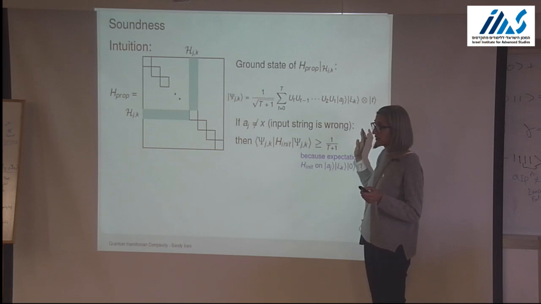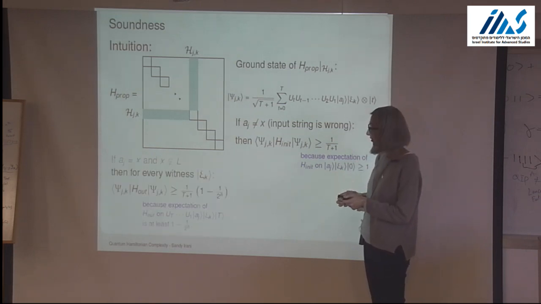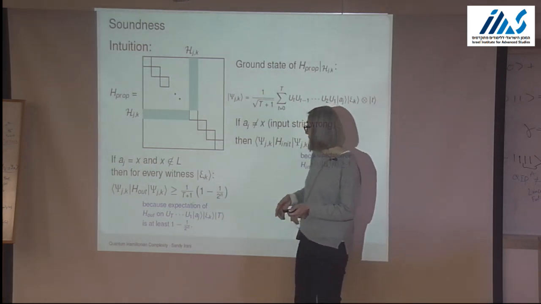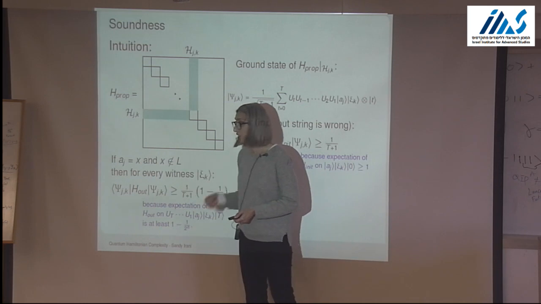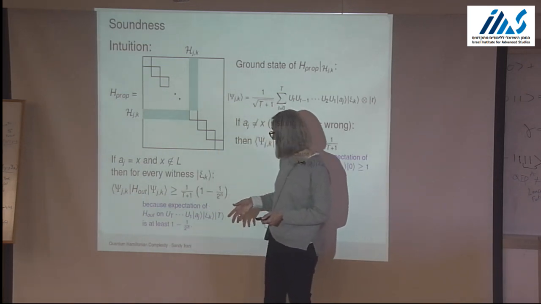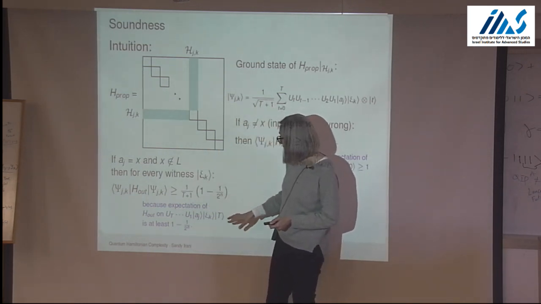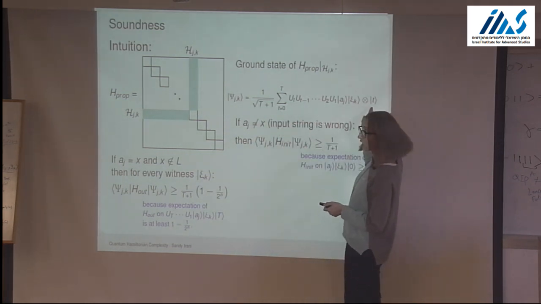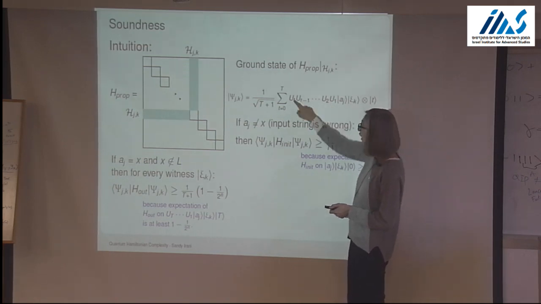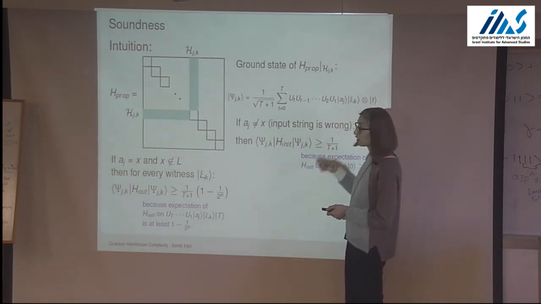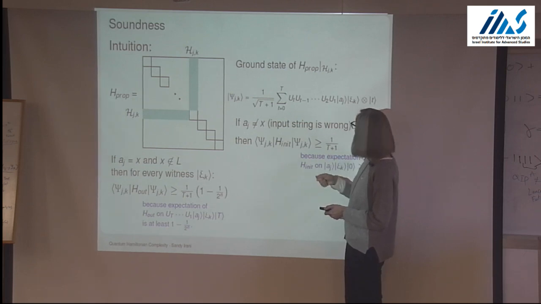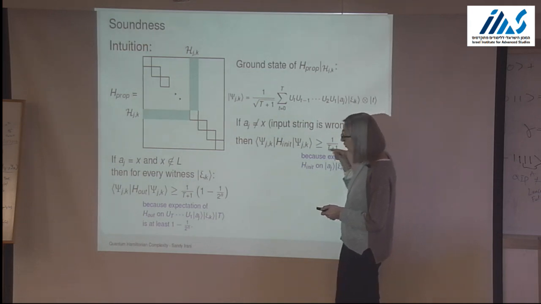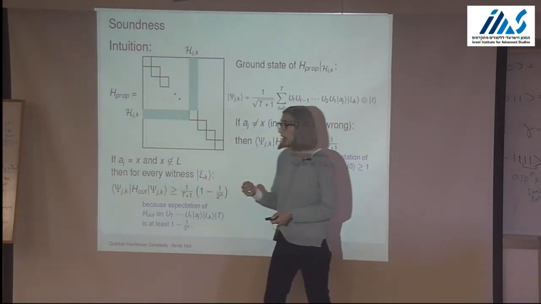The next part takes care of the squares where the input is correct, but now it's the H out part that's going to give us an energy penalty. If I look at this ground state at time capital T, I get the final output of my circuit, and that has to be rejecting. If the input is X, no matter what witness I start with, I'm going to reject with high probability, which means this term is going to give me a high cost.